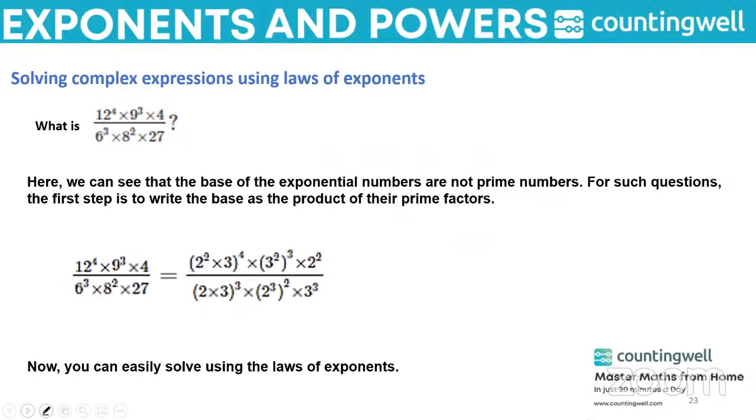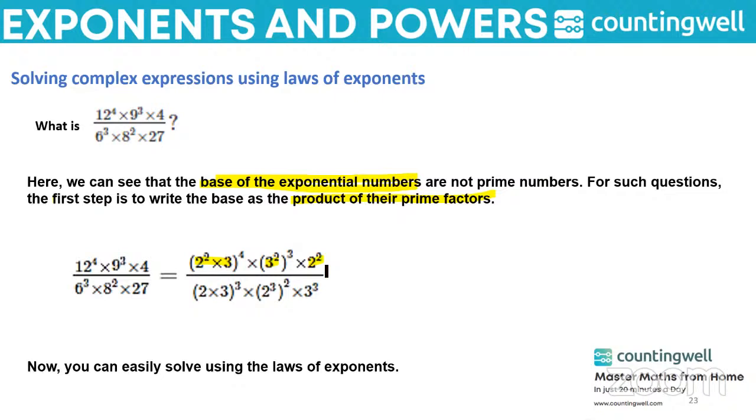Now, while solving complex expressions using the law of exponents, we have to see that the base of the exponential numbers should not be prime numbers. So for such questions, the first step is to write the base as the product of prime factors. In this way, you can simplify the complex expression. So 12 can be written as 2 square into 3, 9 can be written as 3 square, and 4 can be written as 2 square.